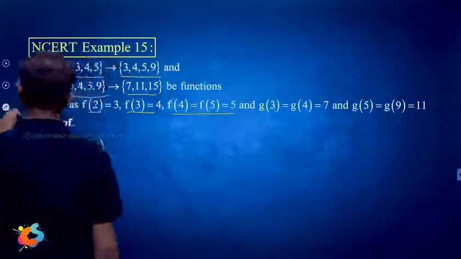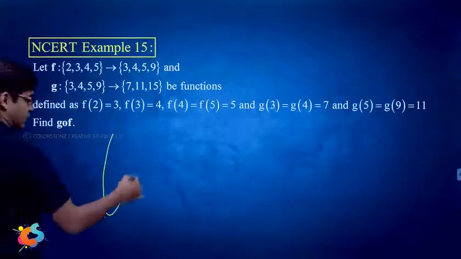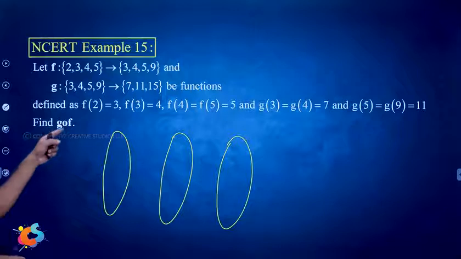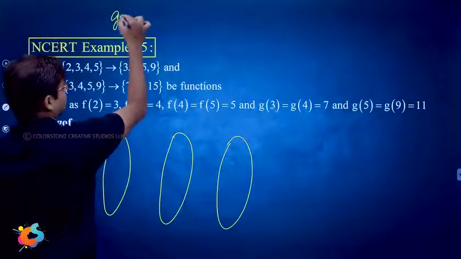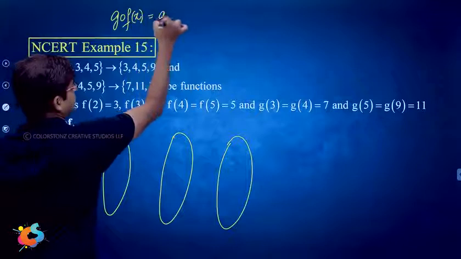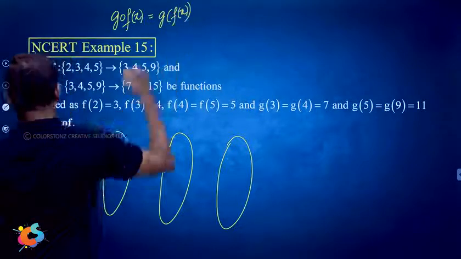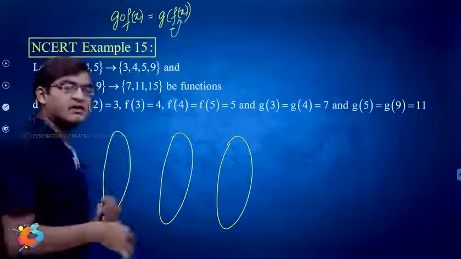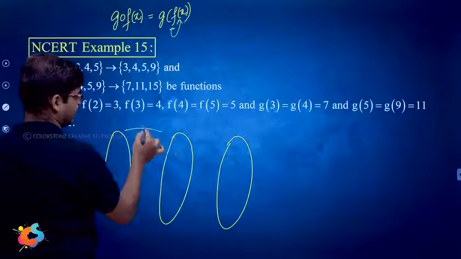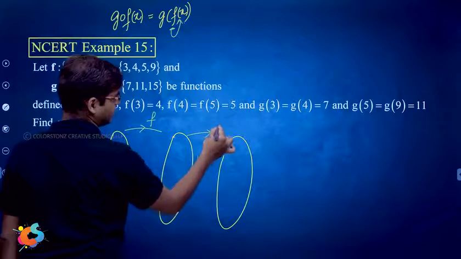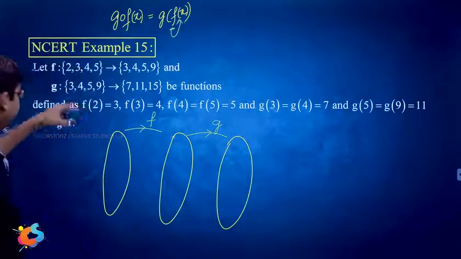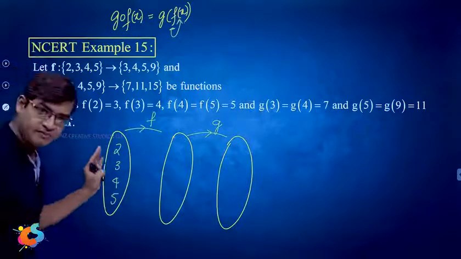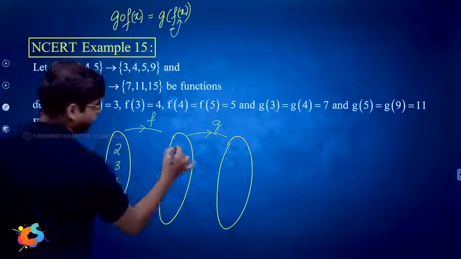So before we get into this, for clarity purpose, we can make a diagram. Here we have a composite function. So let us take 3 sets. Now we want to define g circle f. So g circle f of x is nothing but g of f of x. Here first f is acting on x, and after that g is coming. So first f will come, next g will come. Now here we have the set 2, 3, 4, 5, because the domain of f is 2, 3, 4, 5 and the codomain is 3, 4, 5, 9.